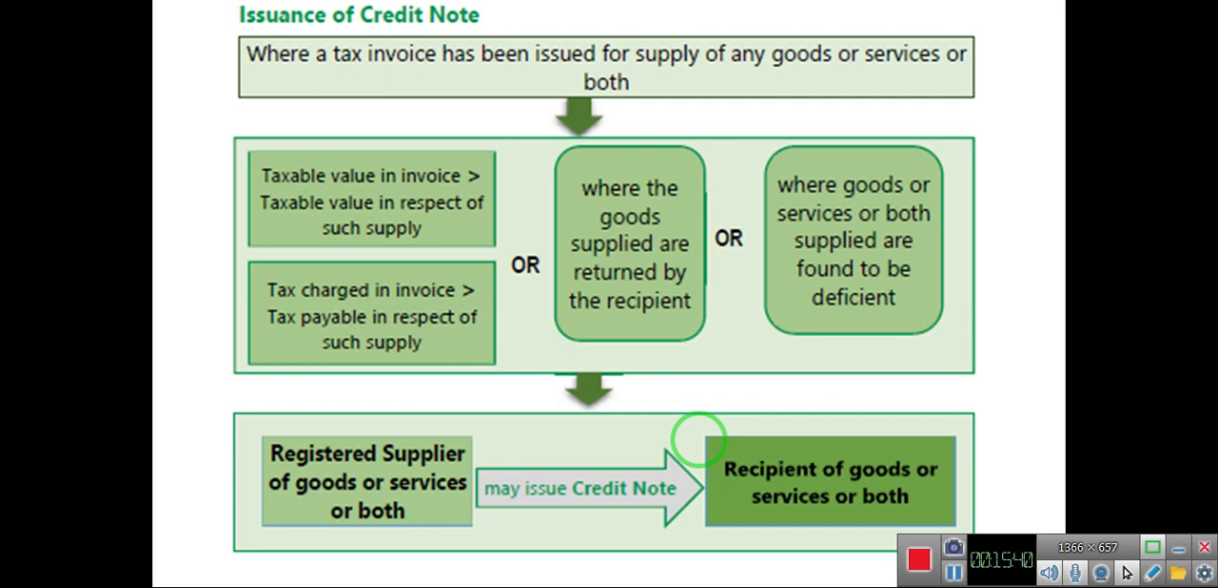or the tax charged in invoice is greater than the tax payable in respect of such supply, or the goods were returned by the recipient, or later on the recipient found goods to be deficient. In all these cases, the supplier will issue a credit note in favor of the recipient.